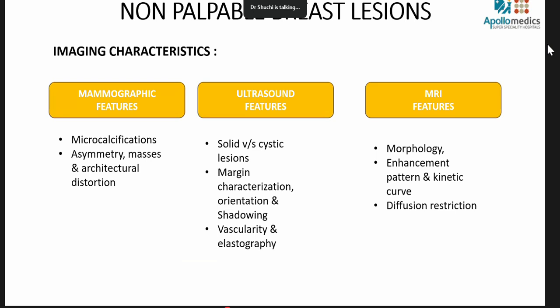Imaging characteristics of the non-palpable breast lesion: on mammography, look for microcalcifications, asymmetry, masses, or architectural distortion. On ultrasound: solid or cystic, margin characterization, orientation, shadowing, vascularity, elastography. MR features: morphology, enhancement pattern, kinetic curve, diffusion restriction.